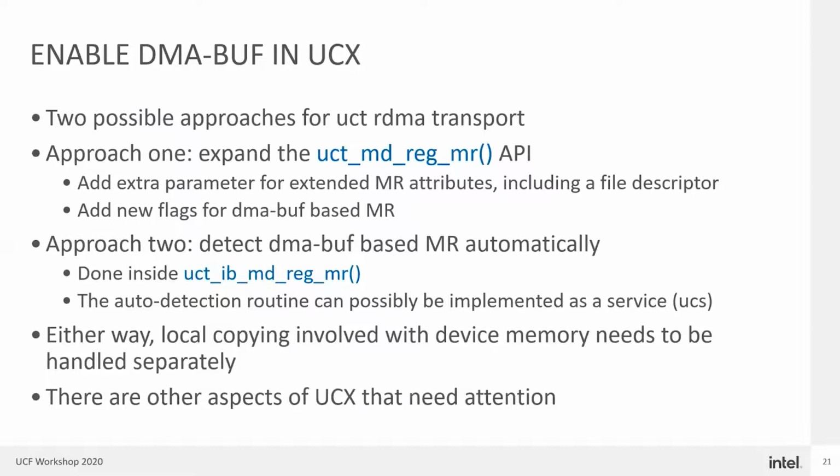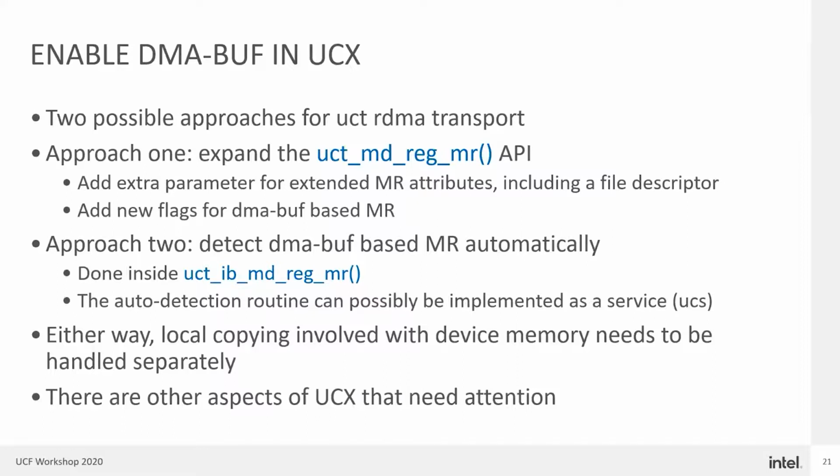So for the UCX, I only took a very quick look at what things need to be done to enable DMA-BUF in UCX. I took a look at the RDMA transport. There are two possible approaches to enable this. One is to expand the memory registration API. We need to add some parameters for extended memory region attributes as a way of passing the file descriptor down, and also some new flags to indicate something DMA-BUF specific. That is the one approach.